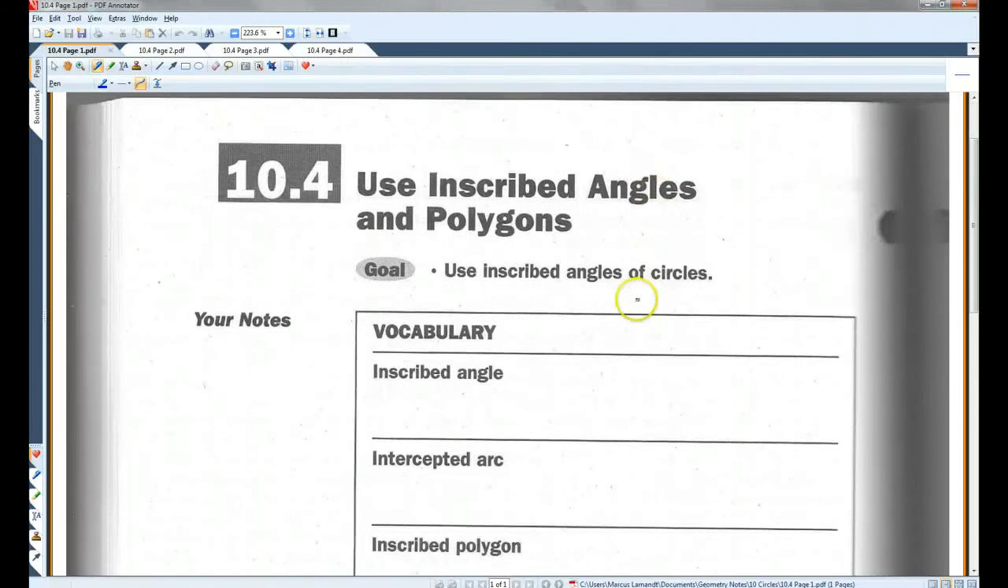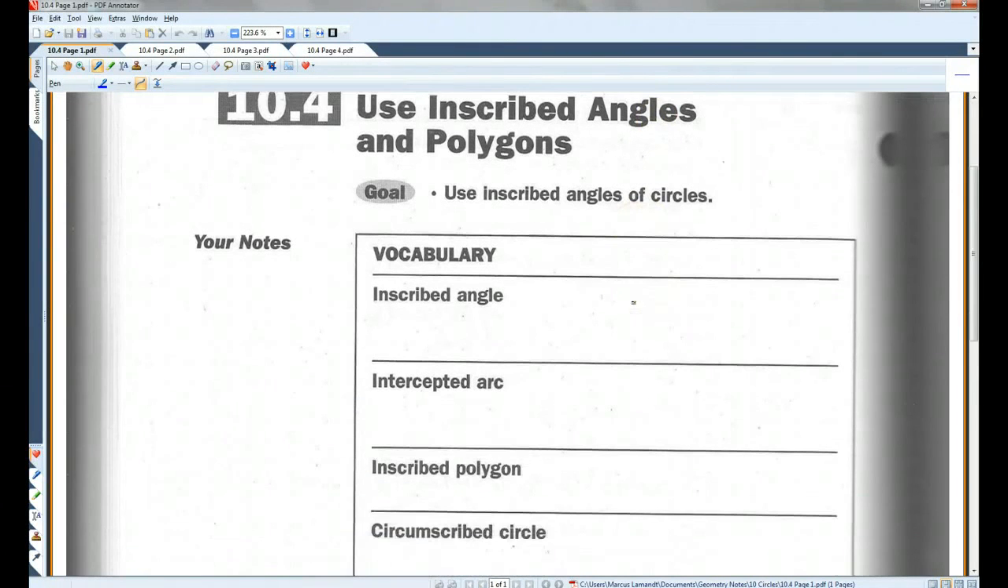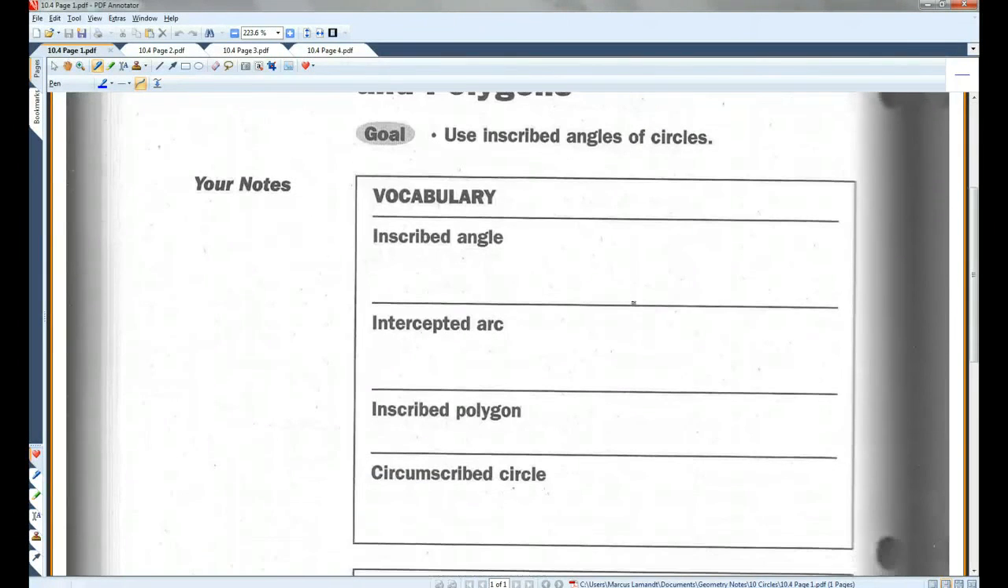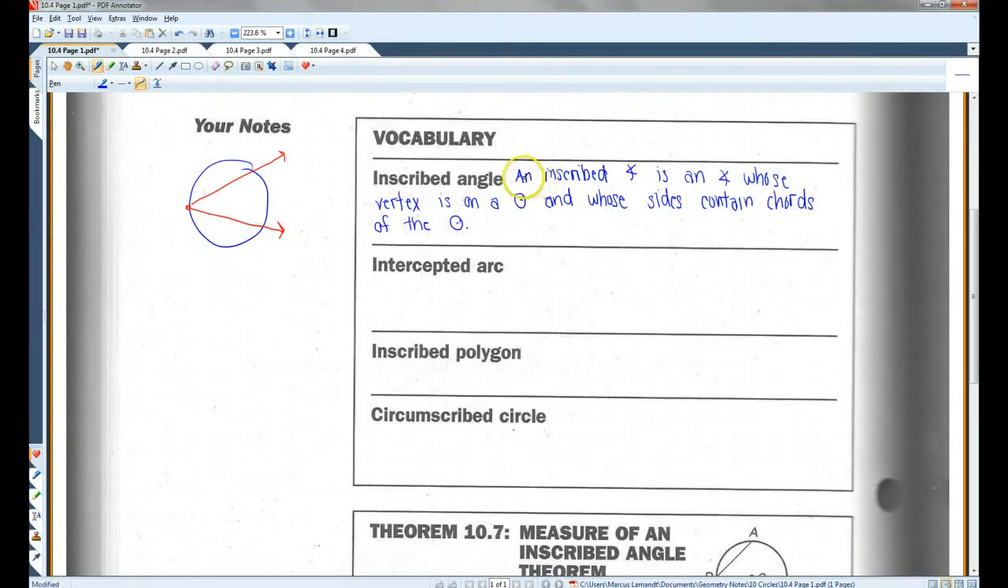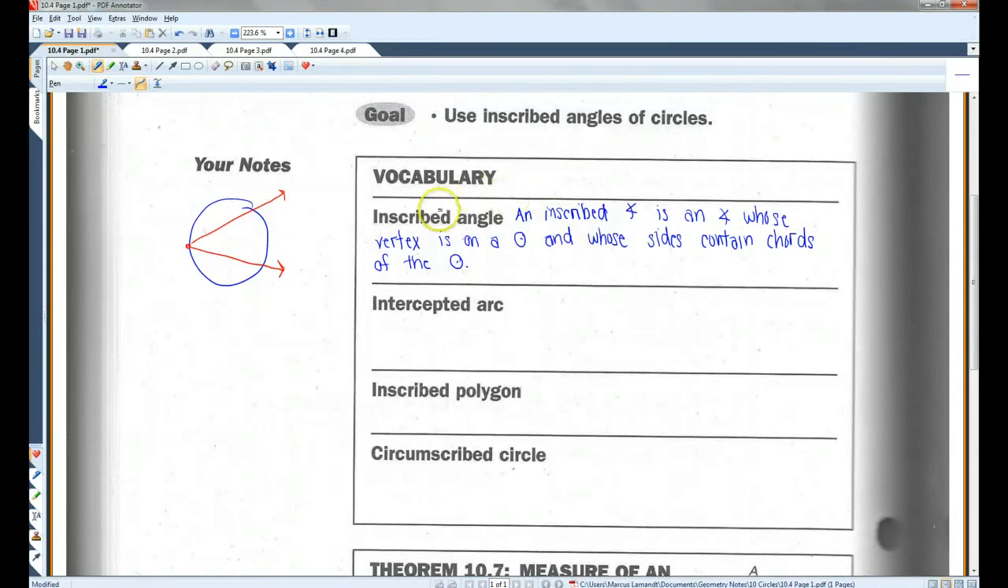Alright, 10.4, use inscribed angles and polygons. An inscribed angle is an angle whose vertex is on the circle and whose sides contain chords of the circle. So for example, this is an inscribed angle. Unlike a central angle, which has its vertex in the center, an inscribed angle has its vertex on the actual circle. Now the intercepted arc would be this here.